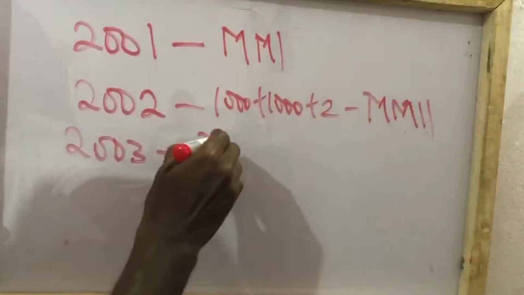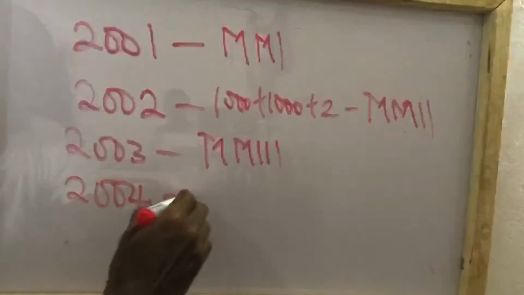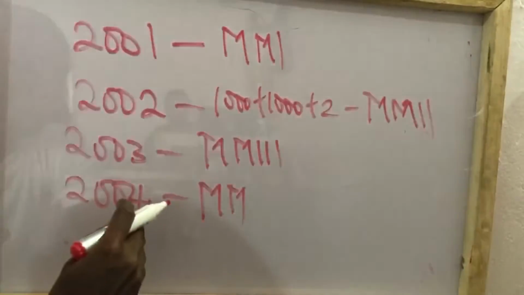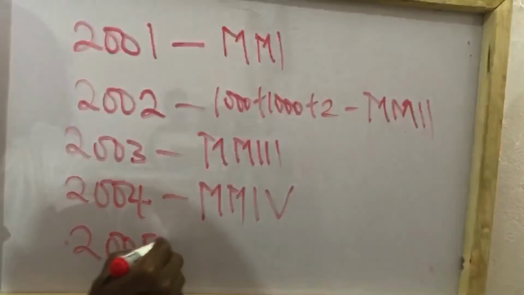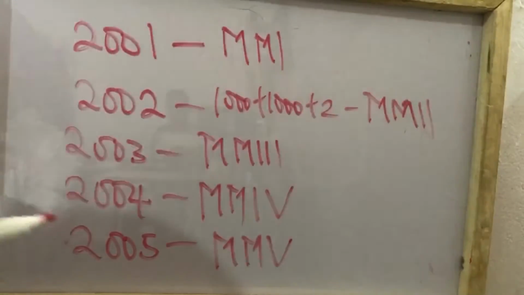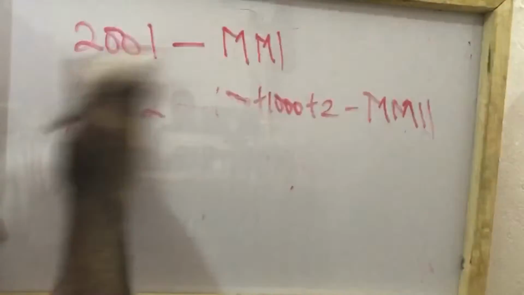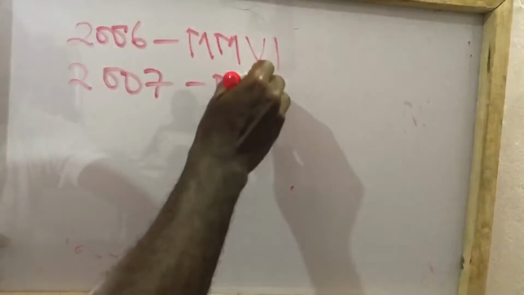2003 will be MMIII. 2004 will be MMIV. So 2005 is MMV. Now to 2006. 2006 will be MMVI. 2007 will be MMVII.